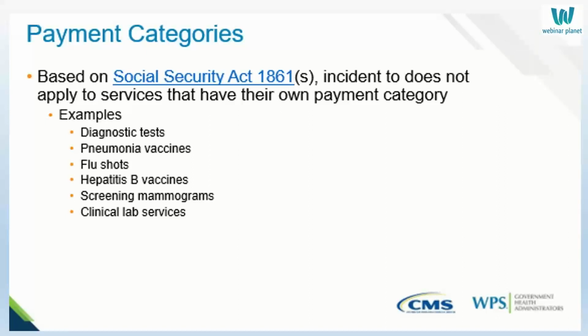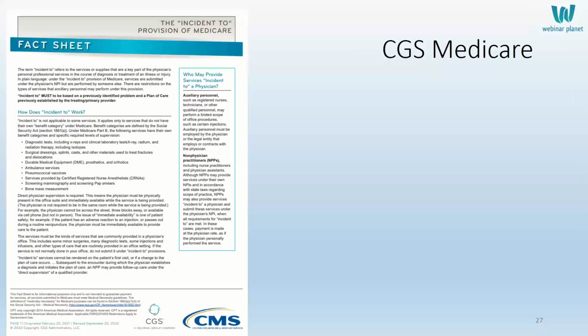When we look at my MAC, which is WPS, it reminds us that incident to doesn't apply to services that have their own payment category. So you say payment category, what does that mean? Well, they tell us clinical lab services have their own payment category, so you would not have to follow incident to there. And those other items that are listed, all of which have their own payment categories, so it does not apply, meaning you can't have a service where the physician has directed, if you will, the PA to do something and they're going to bill it under the provider's number, even though the PA is doing the work, so to speak.